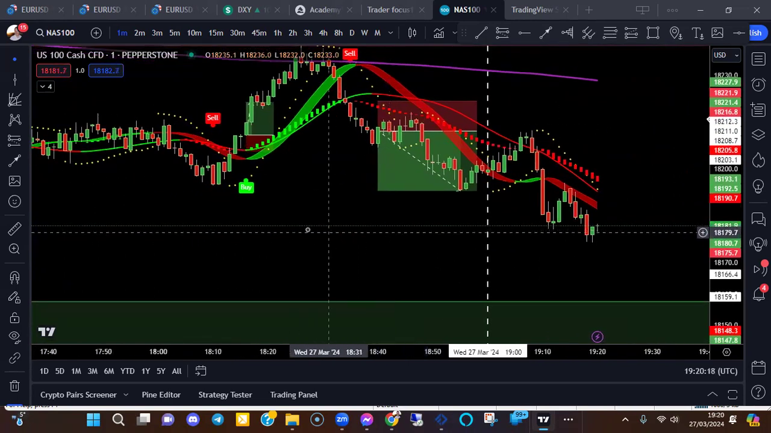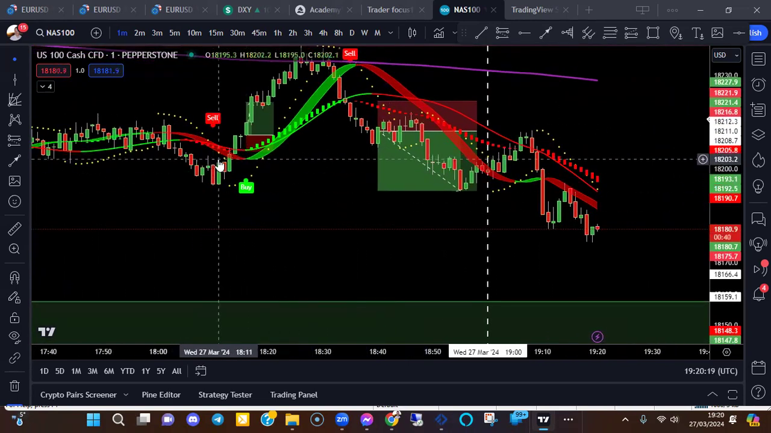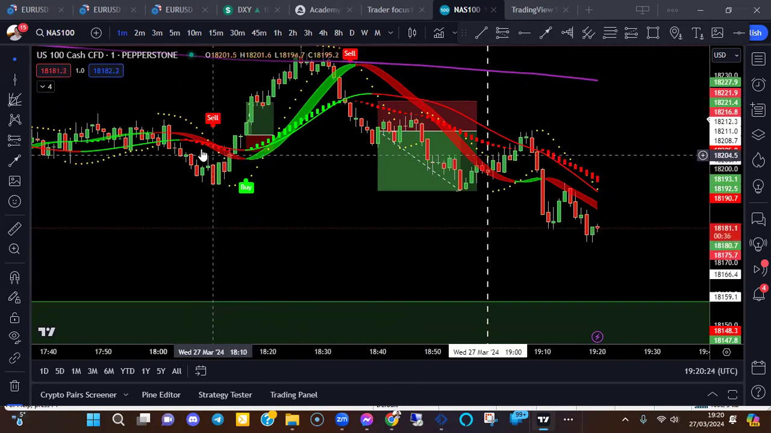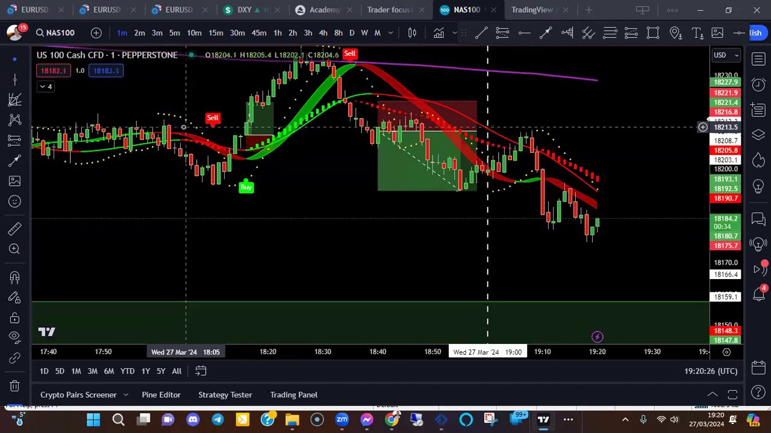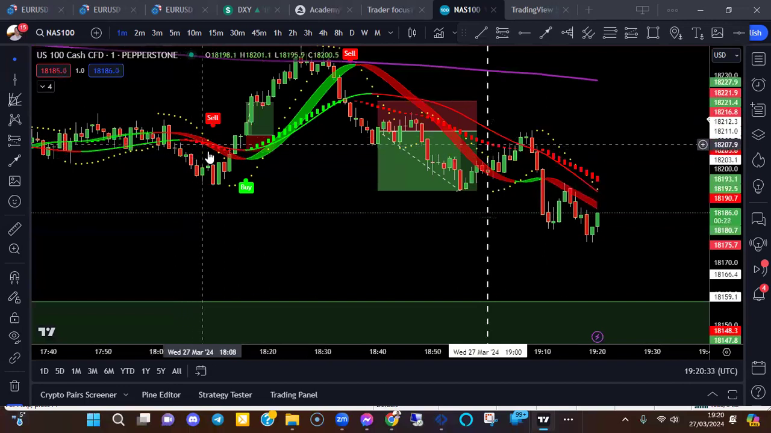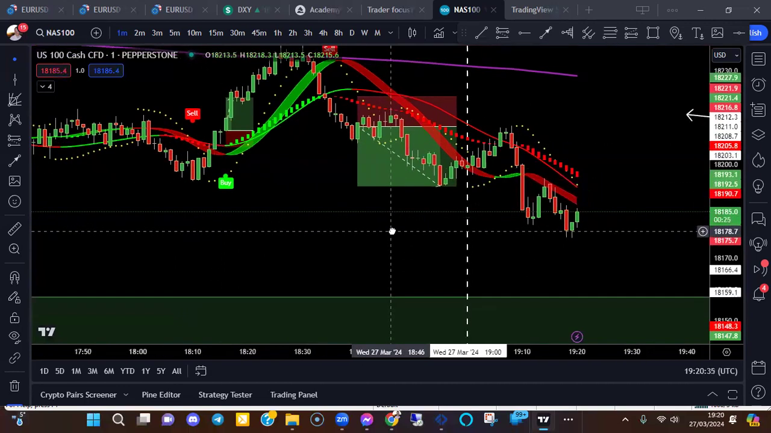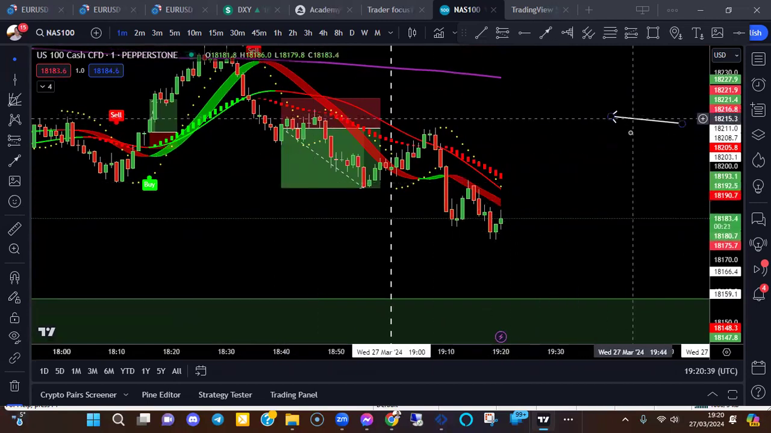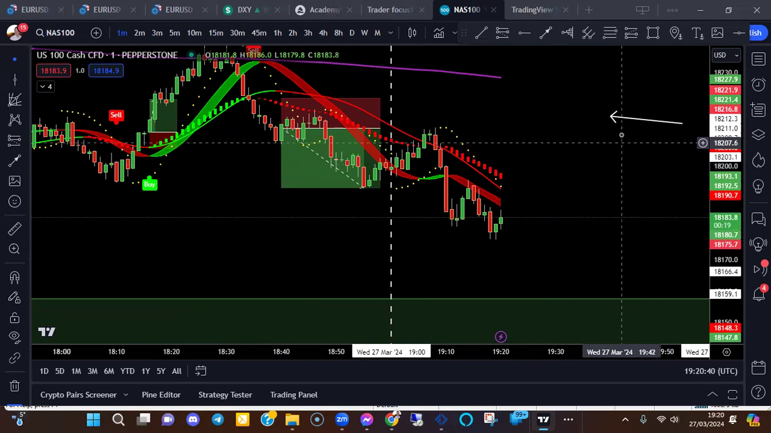Personally, I wouldn't have taken it because I noticed the parallel SAR is so close to the candle. I like to see a lot of space, if possible, between the candle and the parallel SAR. But I appreciate some people differ from that.